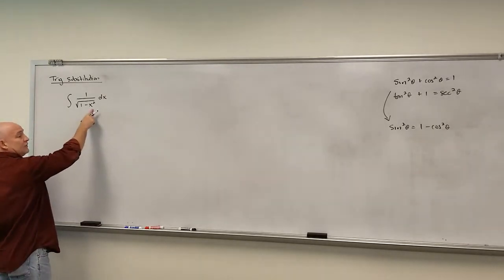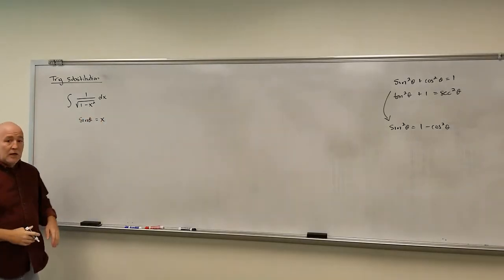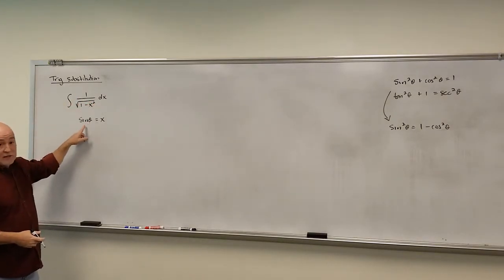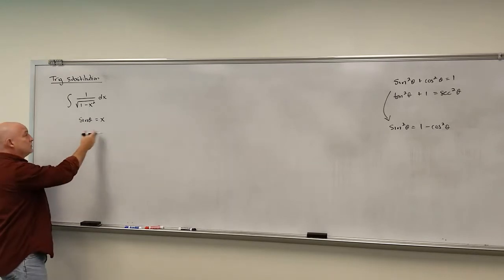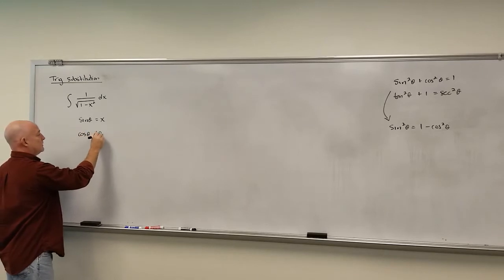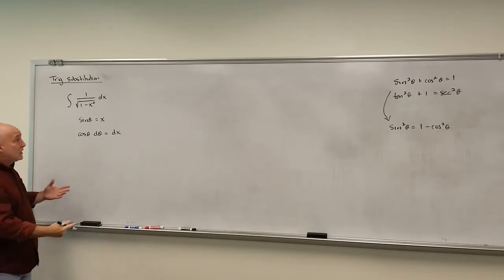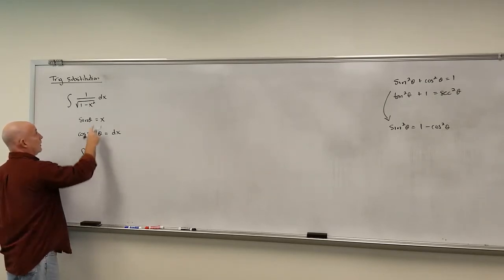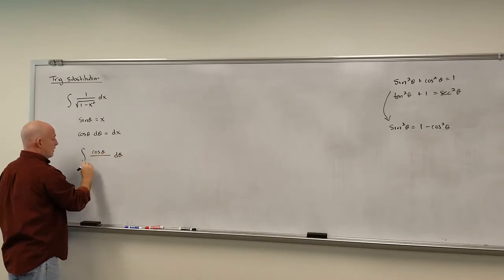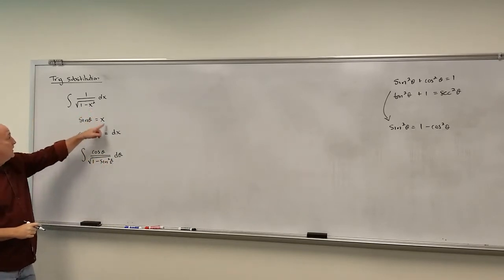So since that's the thing being squared, I'm going to say let's let the sine of theta equal x. Now we're still doing a substitution, which means I want to replace all the x stuff with theta stuff. So just like always, once we do a substitution, take the derivative. The derivative of the left-hand side is going to be cosine theta d theta, and the derivative of the right is just dx. So now we can substitute. This becomes the integral of cosine theta d theta over the square root of 1 minus sine squared theta. I just replaced the x with sine.